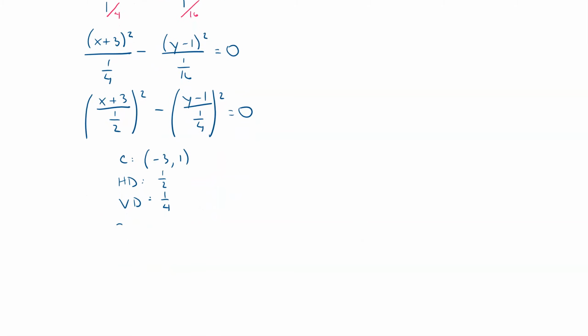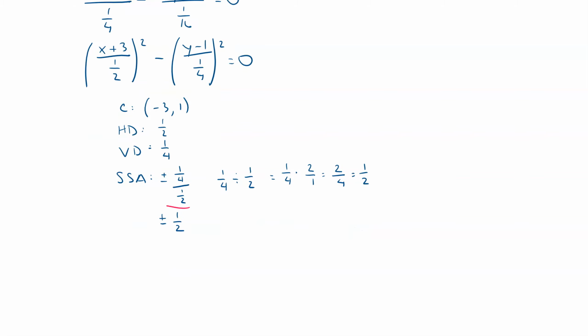Now at this point, we ask, what would the slope of the slant asymptotes be? The slopes would be plus or minus rise over run, the vertical displacement over the horizontal displacement. And this is where we get a little bit of math to do. We have 1/4 divided by 1/2. That's going to be 1/4 times 2 over 1, so that's 2/4, which equals 1/2. The slopes of the slant asymptotes are plus or minus 1/2. So we have our slopes and we have our center, and it's time to sketch.